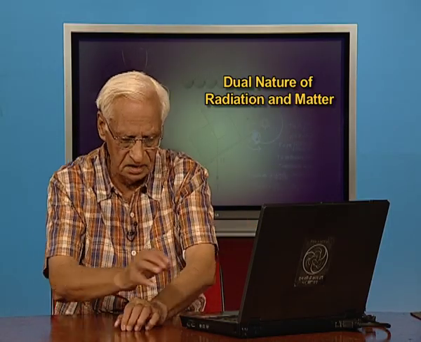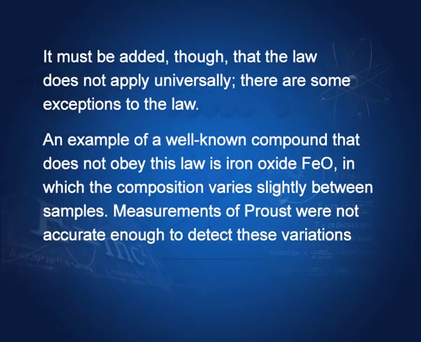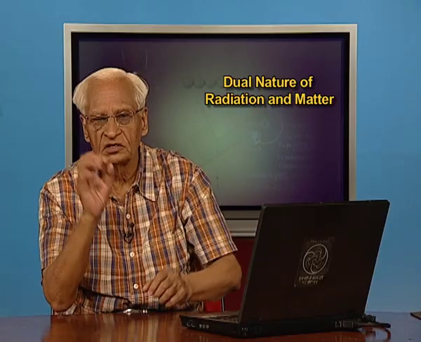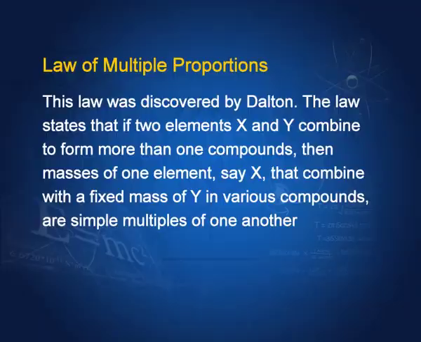This was discovered by Proust. Here also there are exceptions, but at the time Proust was working, you could not really find out these small changes. Then let us come to the law of multiple proportions. This was discovered by Dalton. John Dalton was an English scientist, very famous for many other things, and he is said to be the father of atomic theory. So Dalton discovered this law of multiple proportions.